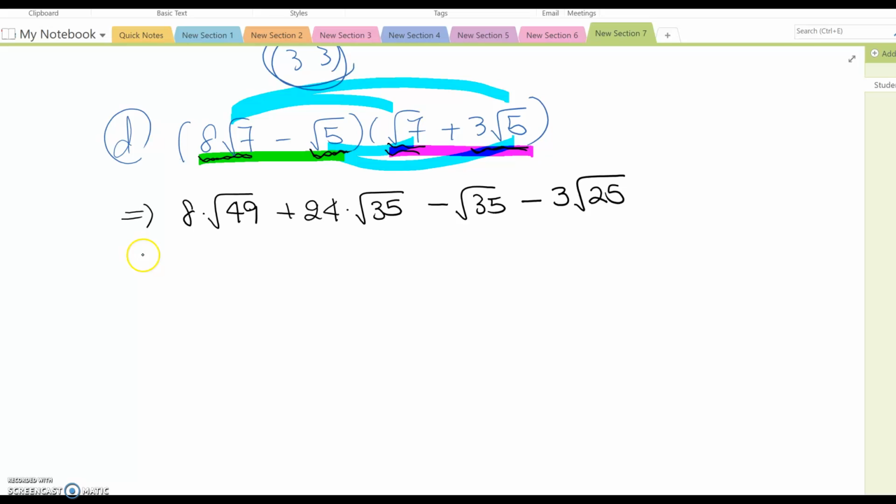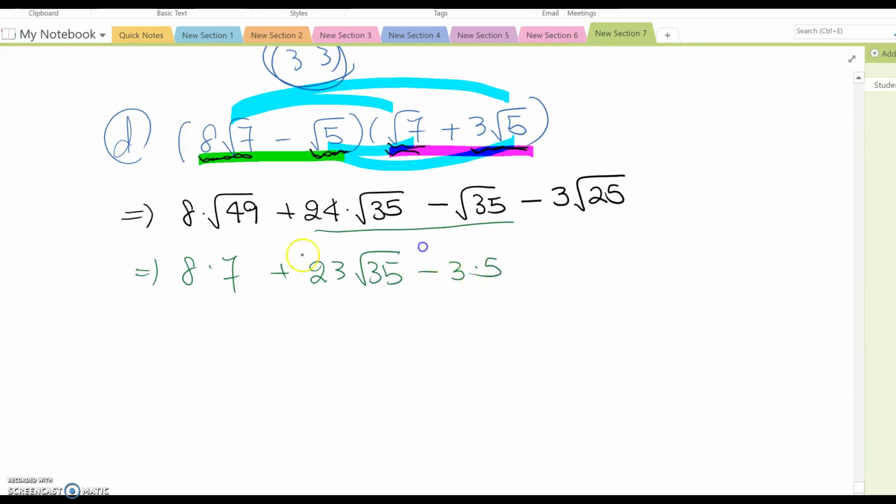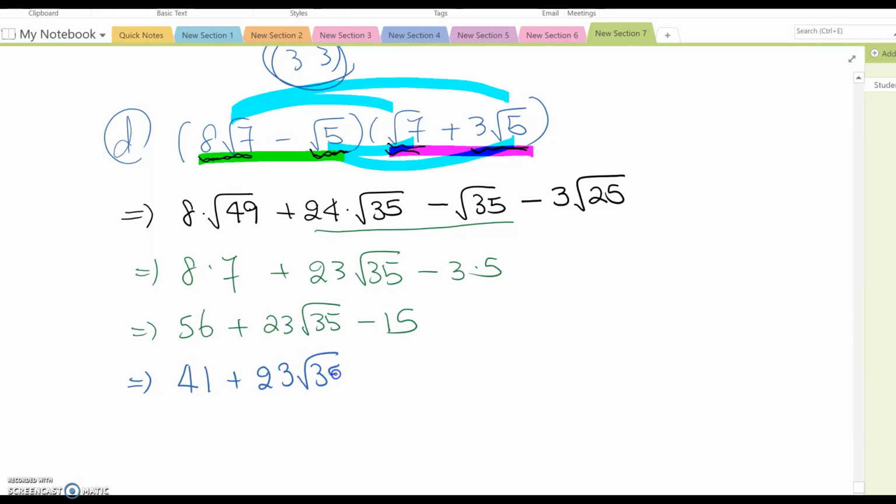So then it becomes 8 times 7 plus, you can combine this 23 root 35, and minus 3 times 5. So it becomes 56 plus 23 root 35 minus 15. So the answer is going to be 41 plus 23 root 35. That will be the answer for this question. Okay?